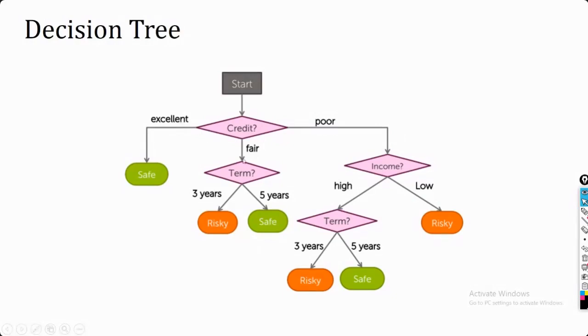And the output you can see, for credit we were having only three options: excellent, fair, and poor. So the outcome is only going to be that one only. For your terms, for example, we were having 3 years and 5 years, so that's why we are having the two branches. And for your income, suppose the attribute values are high and low, so that's why we are having the two branches.